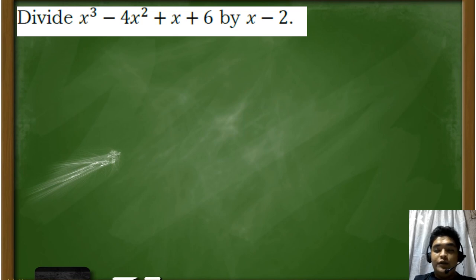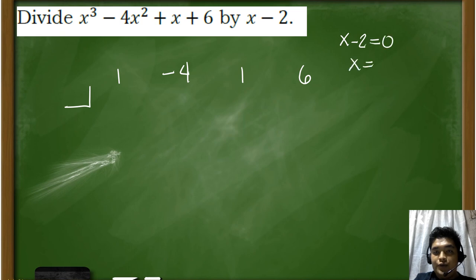First, you have to check if the terms are complete. We have x cubed, x squared, x, and also the constant. So we'll write the coefficients of our dividend: 1, negative 4, 1, and 6. Then the number on the side comes from our divisor. We equate it to 0, so x equals 2. We transpose it, so from negative it becomes positive. So we will put 2 here.